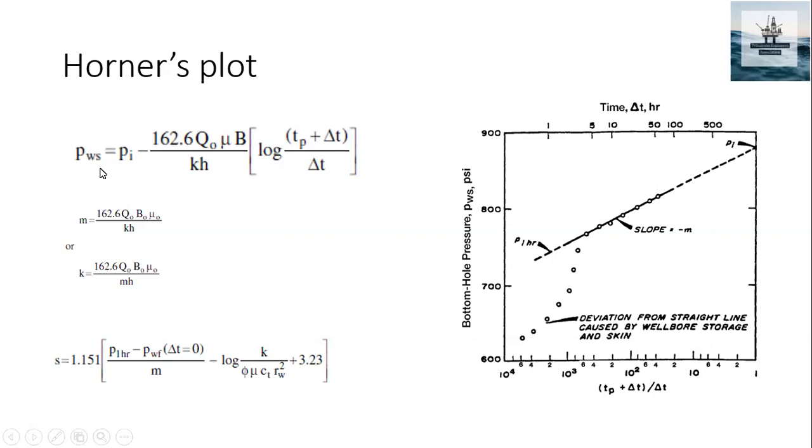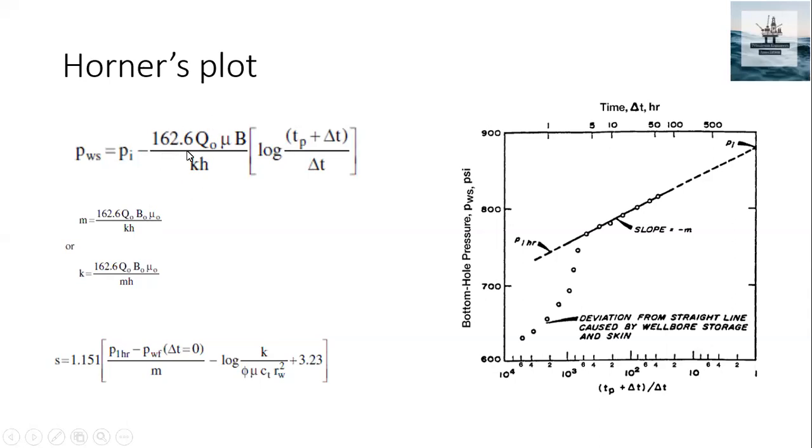So it is in the form of y is equal to mx plus c. In coordinate geometry, m represents slope. So if you consider PW as y and x as log (TP plus delta T) by delta T, then the slope between the y and x axis, that is PW and log (TP plus delta T) by delta T, will be equivalent to 162.6 Q naught mu naught B naught by KH. So M is equal to 162.6 Q naught B naught mu naught by KH. This is nothing but this value.